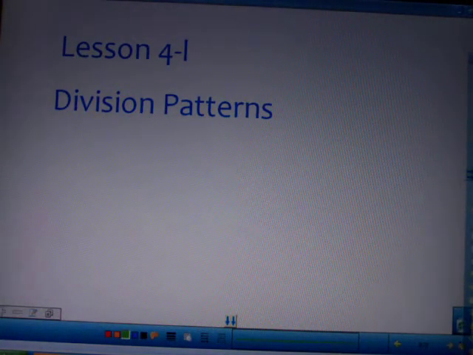This begins Chapter 4, Lesson 1, dealing with division problems and patterns.